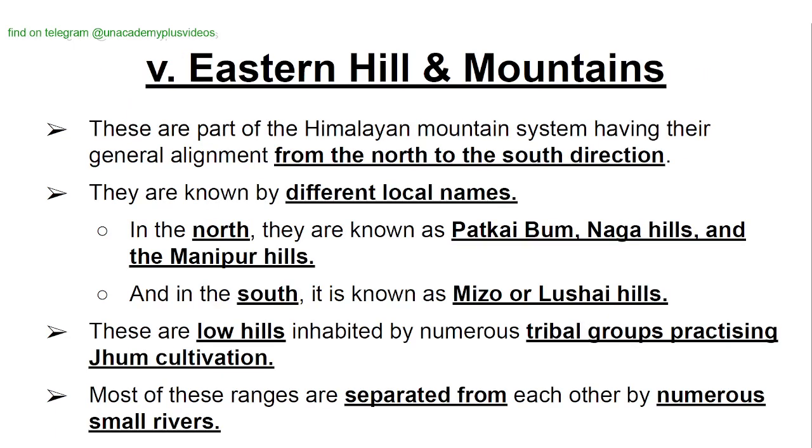Eastern Hills and Mountains. These are part of the Himalayan mountain system, having their general alignment from the north to the south direction. They are known by different local names. In the north, they are known as Patkai Bum, Naga Hills, and the Manipur Hills. In the south, it is known as Mizo or the Lushai Hills. These are low hills, inhabited by numerous tribal groups practicing jhum cultivation. Most of these ranges are separated from each other by numerous small rivers.